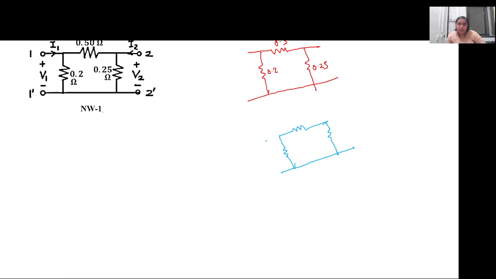So in case of parallel, this point is actually connected to this point. Again, this point is connected to this point, right? And this is connected to this, and this is connected to this. And this is V2 and this is V1, right?